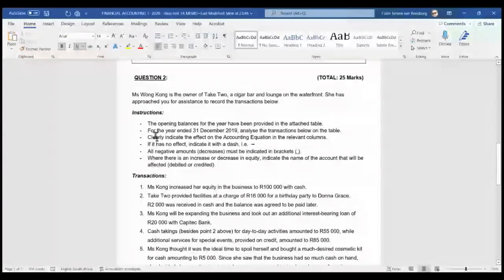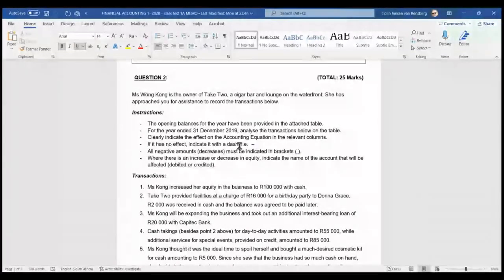Then further instructions for the year. So this is now for a year. For the year ended 31st of December 2019, analyze the transactions below on the table. That table again refers to our accounting equation worksheet. Clearly indicate the effect on the accounting equation in the relevant columns. Well, we've already discussed that when we looked at the blank sheet. If it has no effect, indicate it with a dash. In other words, a little stripe. Okay, indicated with a dash if it has no effect.